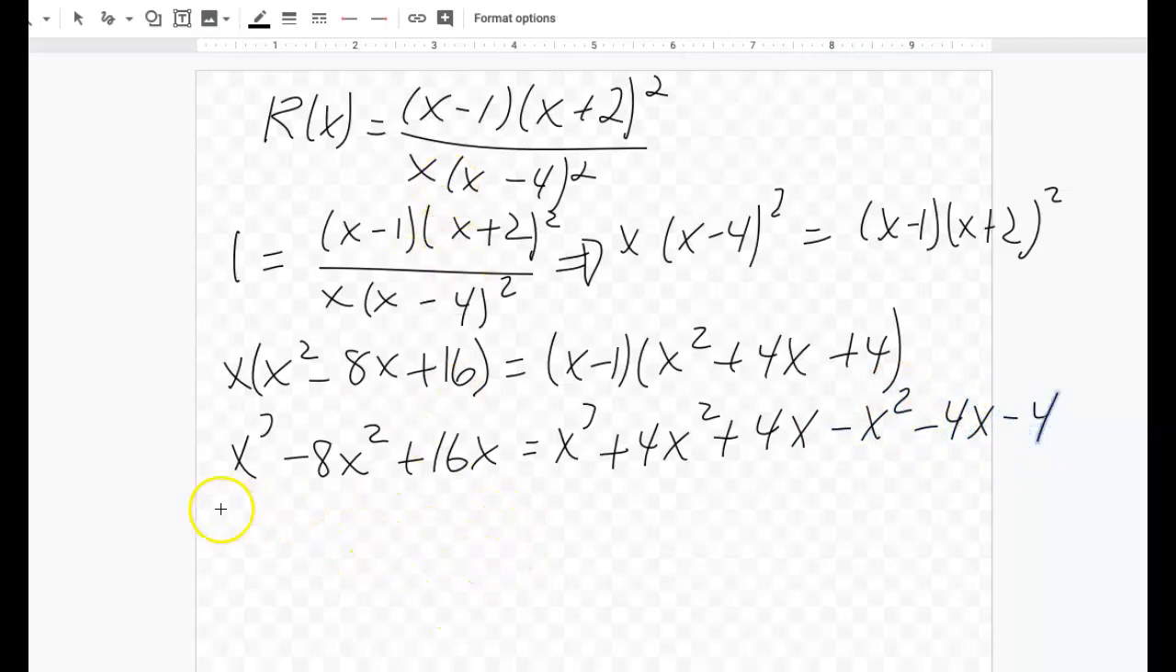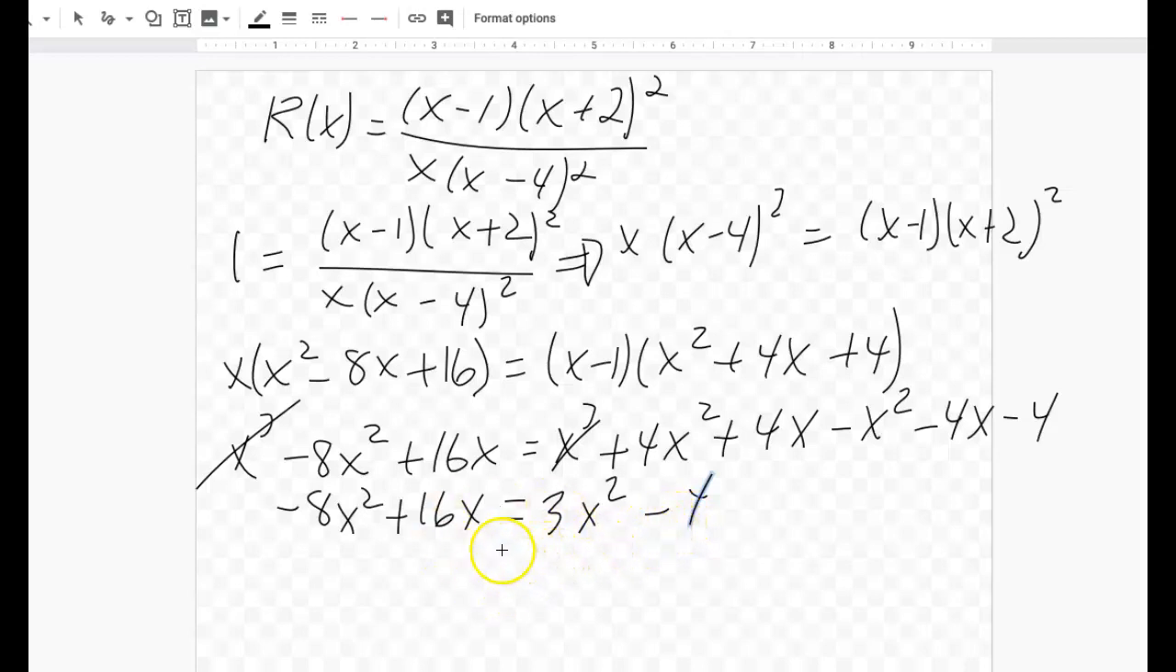Let's see what we can clean up. So there's an x cubed on each side. Say goodbye to them. And you have your negative 8x squared plus 16x equaling 4x squared minus x squared, so 3x squared, and then the 4x and minus 4x cancel, so 3x squared minus 4.